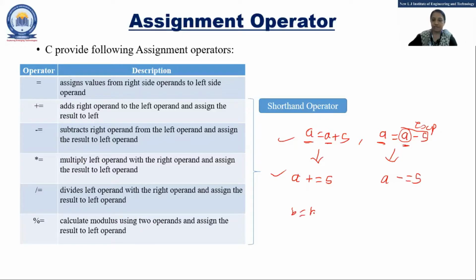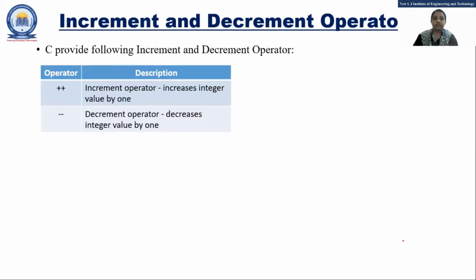Suppose I have b equal to b multiplied by 10. So this can be rewritten as b multiplication equal to 10. These are called shorthand operators. Either way you can specify. Anything is allowed in C. So this is the assignment operator.